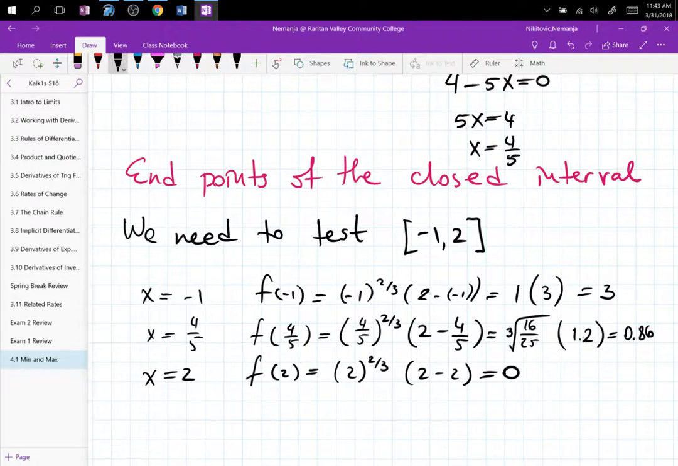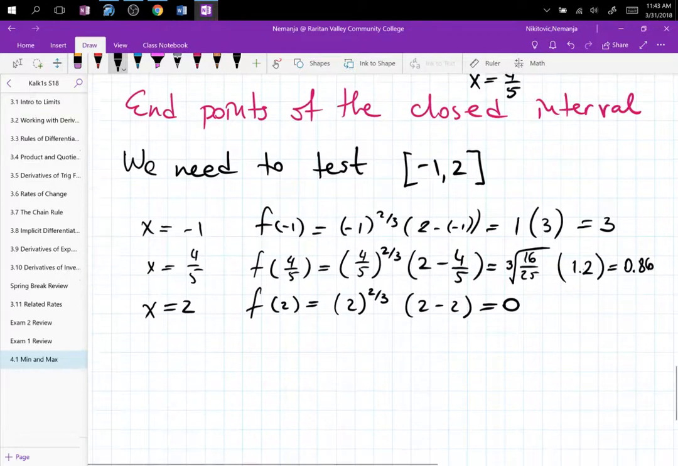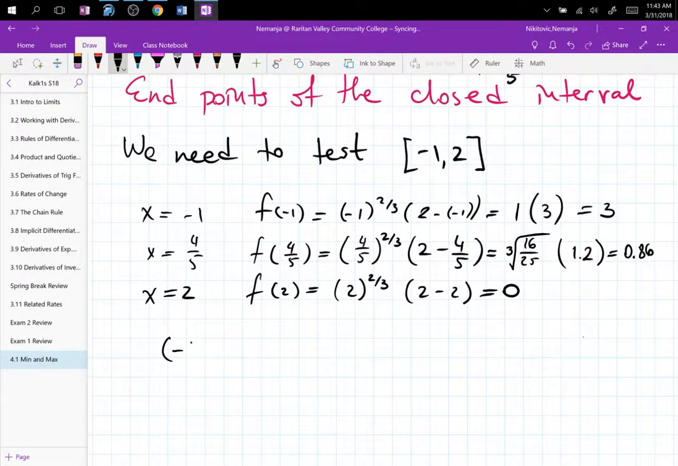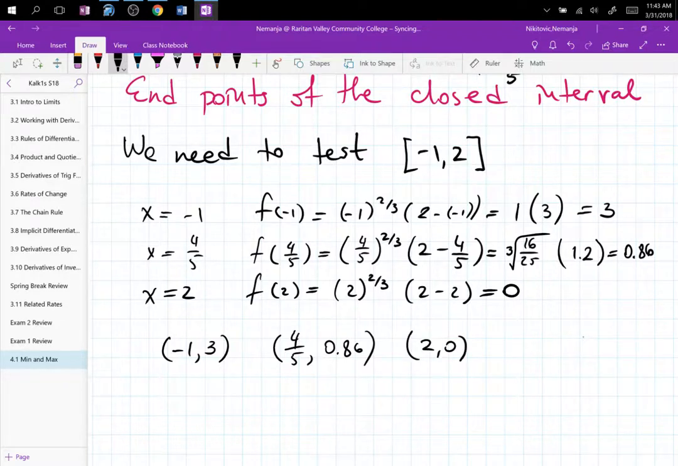Again, I don't know what the graph looks like, but I just found points -1, 3. I found the point 4/5 and 0.86, and I found the point 20. What's the lowest of all y values? 0. So this one over here is ABS min. That's the lowest.